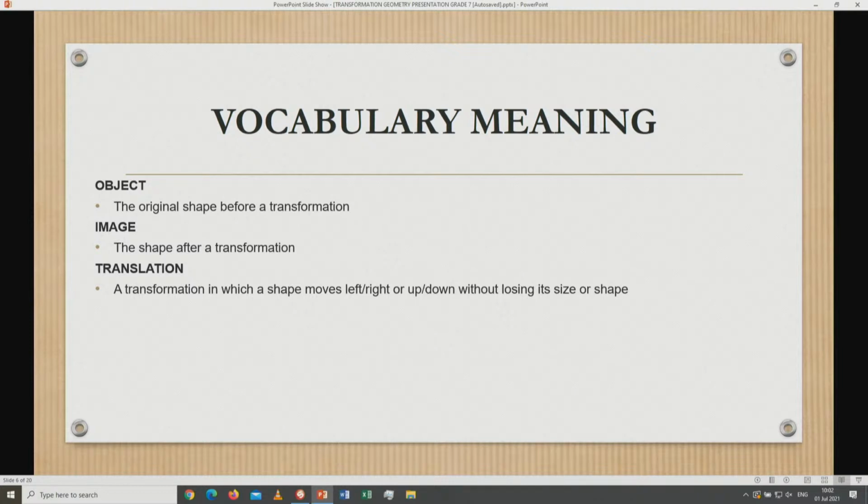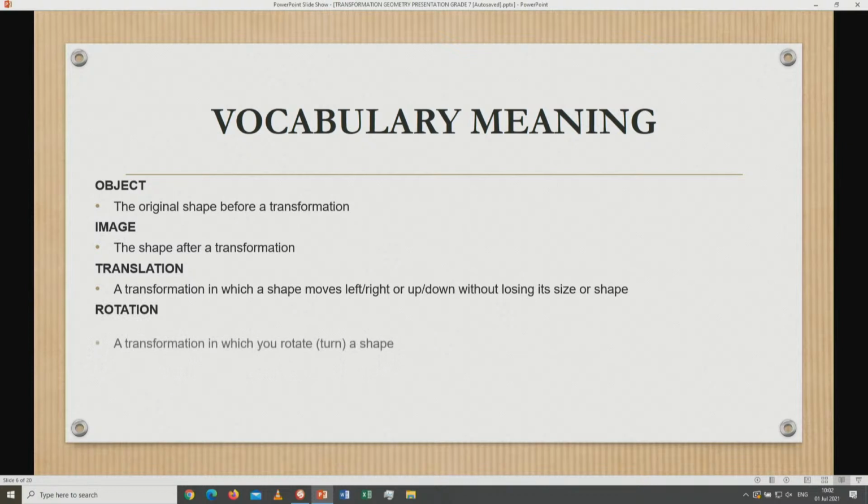A translation is a transformation in which a shape moves left or right, or up or down, without losing its size or shape. That is what we call a translation. It does not move diagonally, only up or down or left or right.